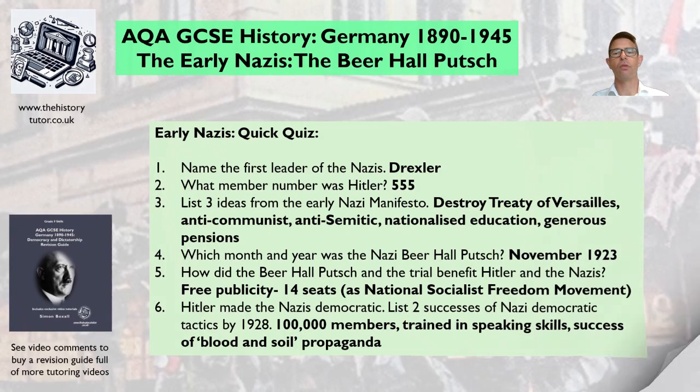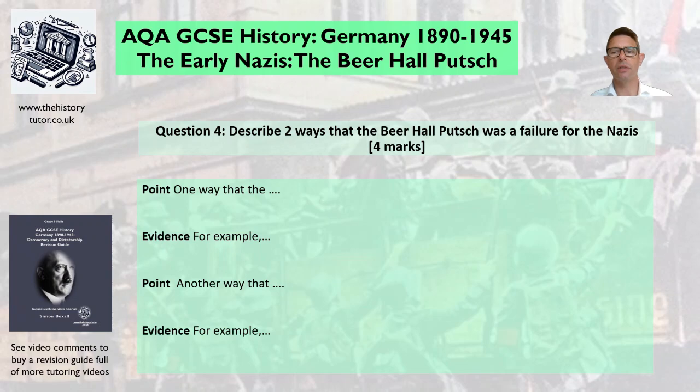So let's have a look at our question. We're going to be describing 2 ways the Beer Hall Putsch was a failure for the Nazis. Now, if you look at my other described questions around the Kaiser and also opposition in the war, you'll see more of a success criteria of what to do. But it's quite clear we need to give 2 points supported by evidence. It's very simple, this question. We need to do it in a timely manner. We don't want to spend more than 6 minutes on this.